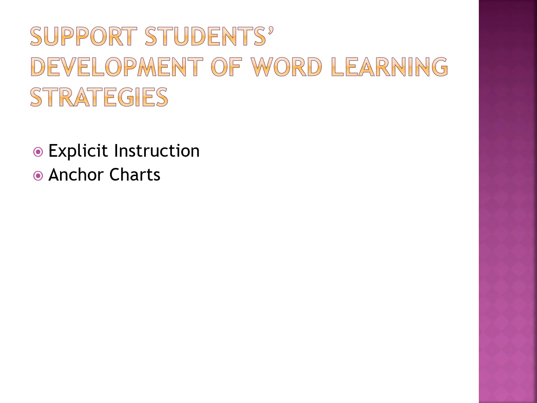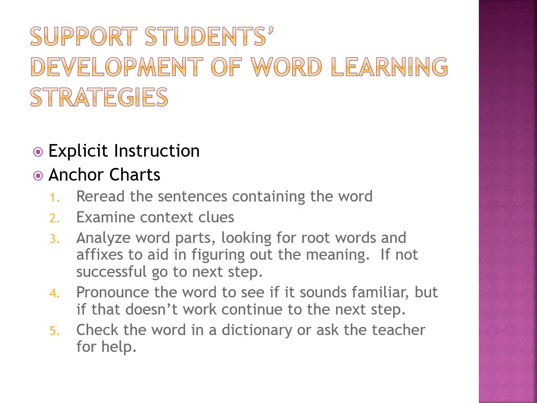Another thing that I really like are anchor charts. And these are simply charts you put up on the wall that go through the steps that you've taught in explicit instruction. For example, your anchor chart might say, reread the sentence containing the word, look for context clues, analyze the word parts, look for root words and affixes to help you figure out the meaning. And if you're not successful, you go to step 4, pronounce the word to see if it sounds familiar. And then if that doesn't work, check the word in the dictionary or ask the teacher for help.